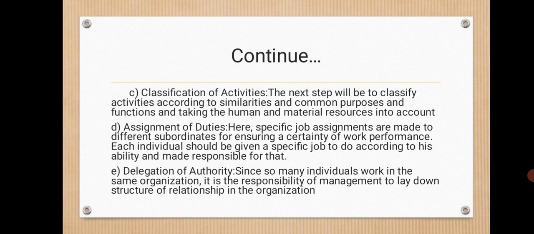And the next one is the classification of activities. The next step is to classify activities according to the similarities and common purposes and functions, taking human and material resources into account.